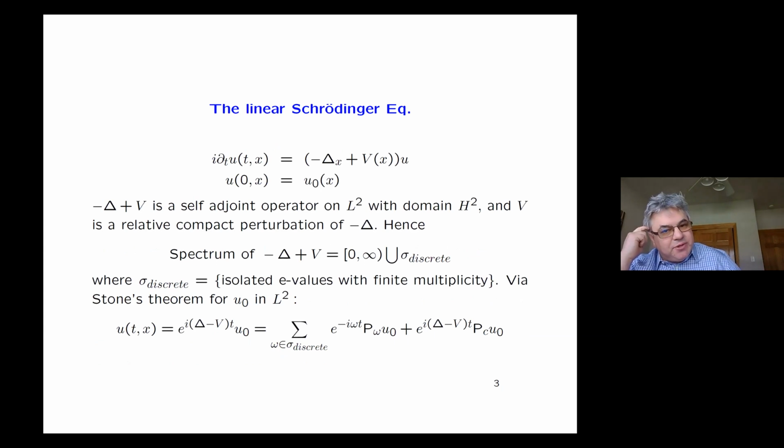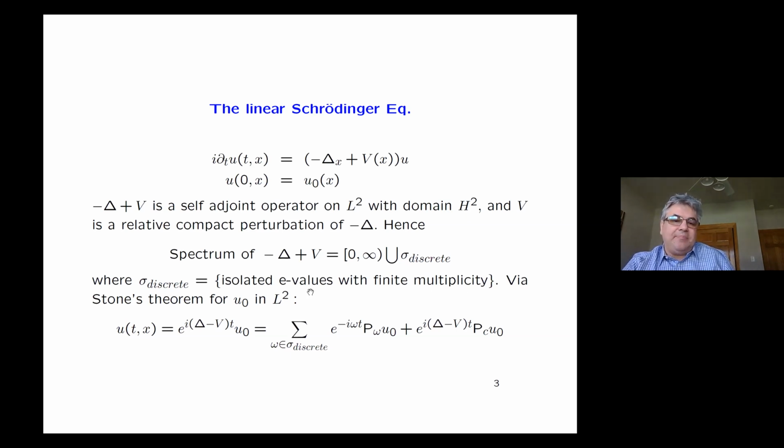Now, I just wanted to remind you what happens in the linear Schrodinger equation so that we can move to the nonlinear one. The linear part, minus Laplacian plus v, is a self-adjoint operator on L2 with domain H2. H2 is the Sobolev space with two derivatives in L2, and it is a relatively compact perturbation of minus Laplacian under the condition that the potential decays to 0 at infinity. In that situation, the essential spectrum remains exactly as for minus Laplacian, so it's 0 to infinity, but the potential could add a compact phenomenon, a discrete spectrum formed by isolated eigenvalues with finite multiplicity.